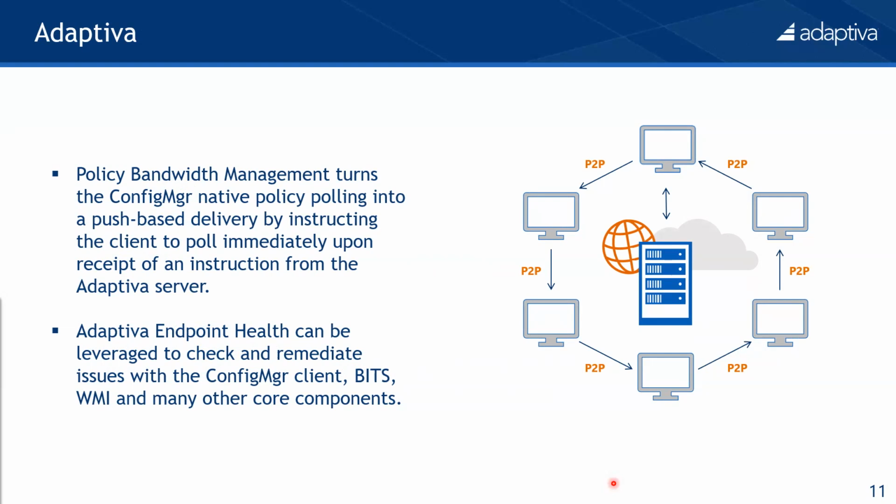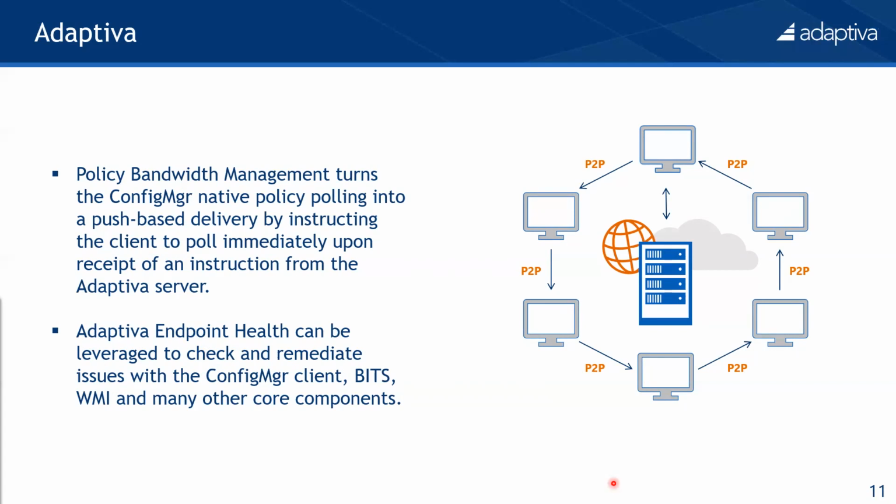So again, we're turning that from reactive to proactive, and we're eliminating that polling cycle. We can now set that polling cycle inside of Config Manager to be its maximum at 24 hours. So once a day, it'll go up and do one spurious check to see if there's anything out there. The rest of the day, we're going to rely on Adaptiva to let us know that there's a change that we need to take advantage of.